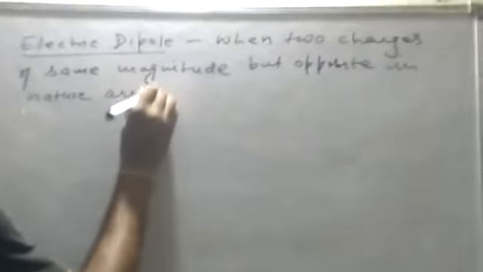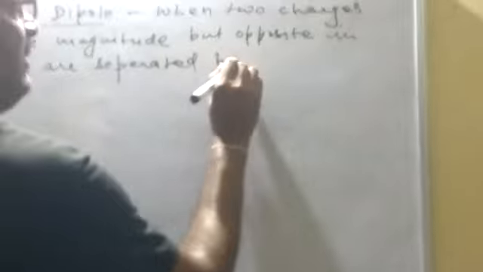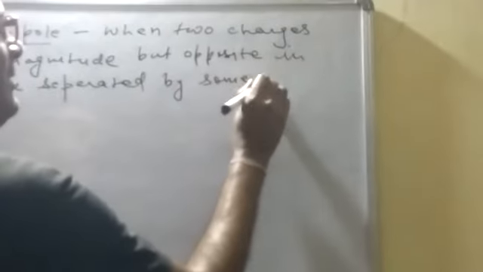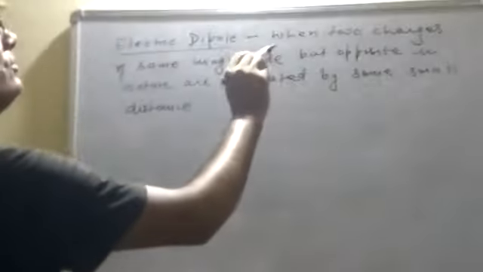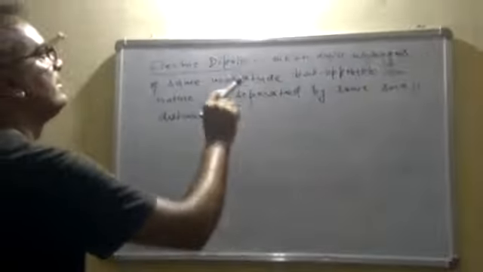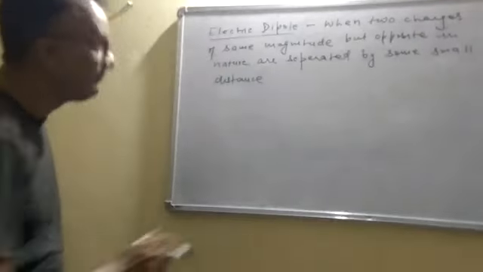are separated by some small distance. Okay, small distance. This arrangement of these two oppositely charged charges is called electric dipole. Okay, this arrangement is called electric dipole.